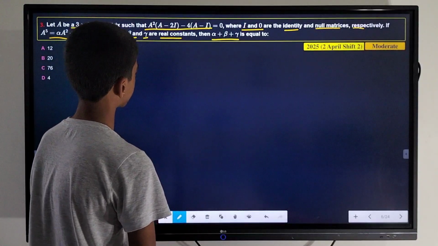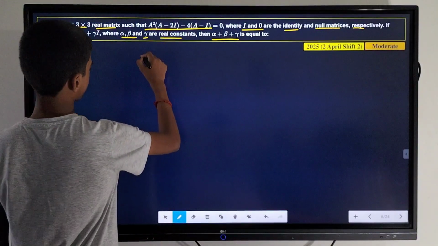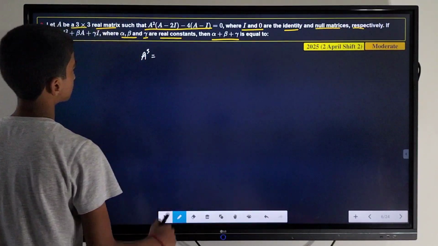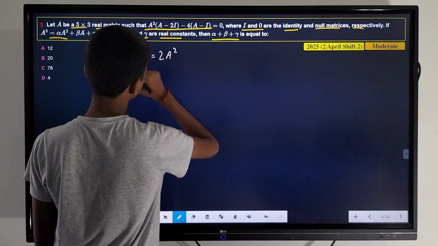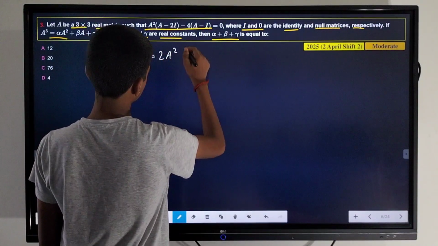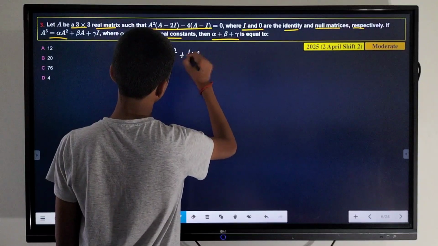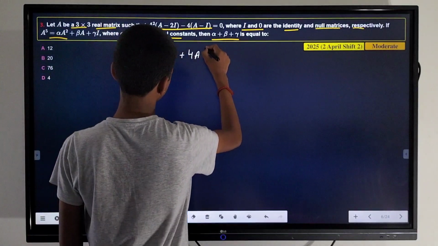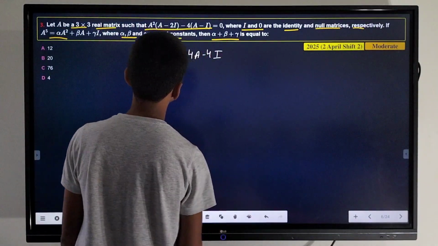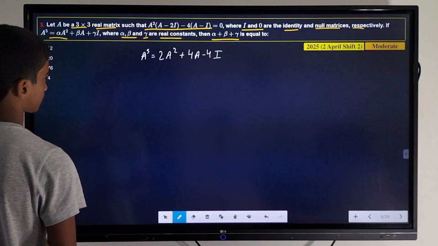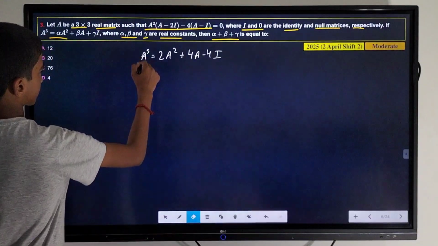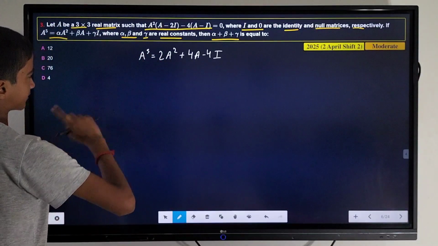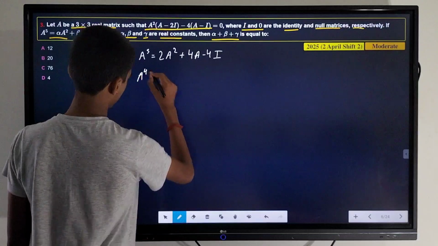Now from this above equation, we can say A cube is equal to 2A square plus 4A minus 4I. So this is A cube. Now we will multiply both sides by A raised to power 4.